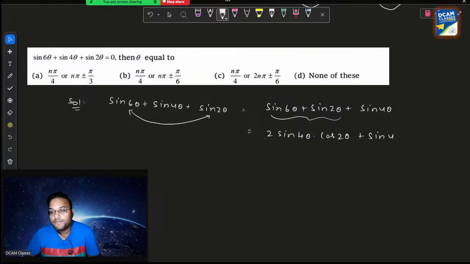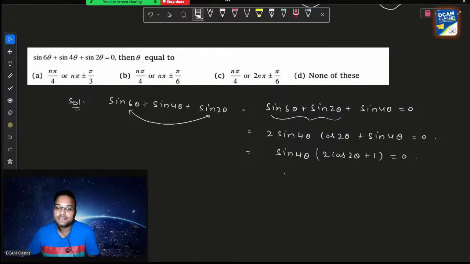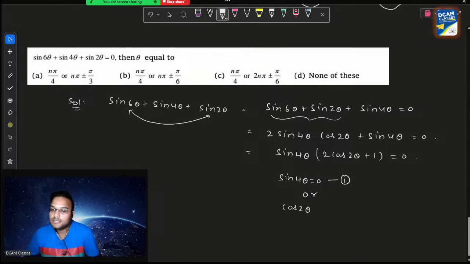So this I also did, sir. The same method. I got 2 sine 4 theta, and I could take 2 cos 2 theta common. Then why did you not get the final answer? I didn't know. See, you'll get two cases. First, sine 4 theta will be equal to 0. Or the second one, cos 2 theta is equal to minus half.